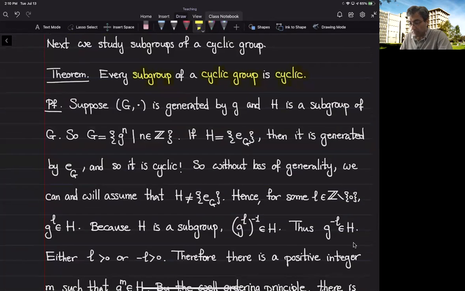So suppose I'm given the cyclic group G. It's generated by an element small g, and H is a subgroup of group G. So all the elements of G are integer powers of small g, that we proved earlier. Now I want to show that H is also generated by some element. Okay, let's separate the easy case. If H consists of only the neutral element, there is nothing to prove. It's generated by the neutral element. That's the smallest subgroup that contains the neutral element. So in that case, we are done. It is cyclic. It's generated by the neutral element.